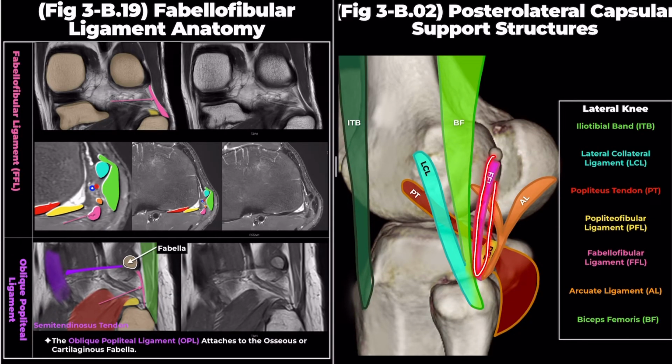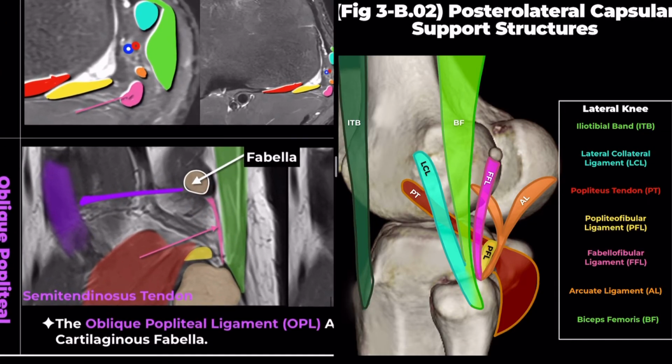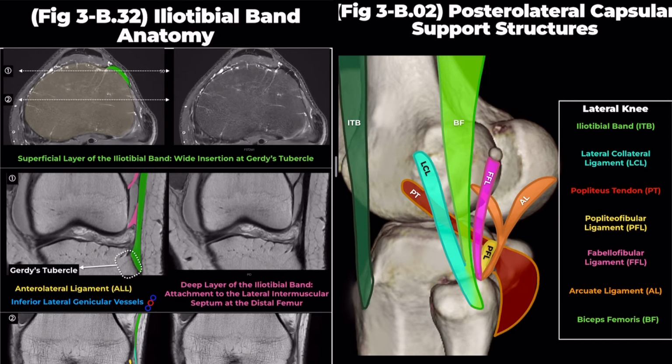The fabellofibular ligament descends vertically, parallel to the lateral collateral ligament of the knee, from the fabella and attaches to the fibular styloid process. Finally, the iliotibial band consists of two main layers with specific distal insertions.